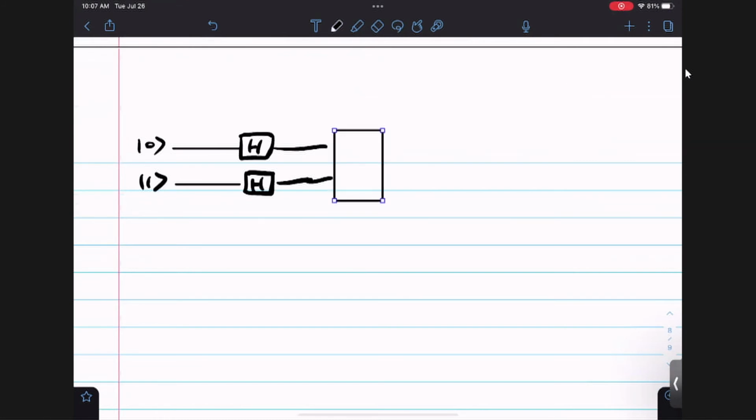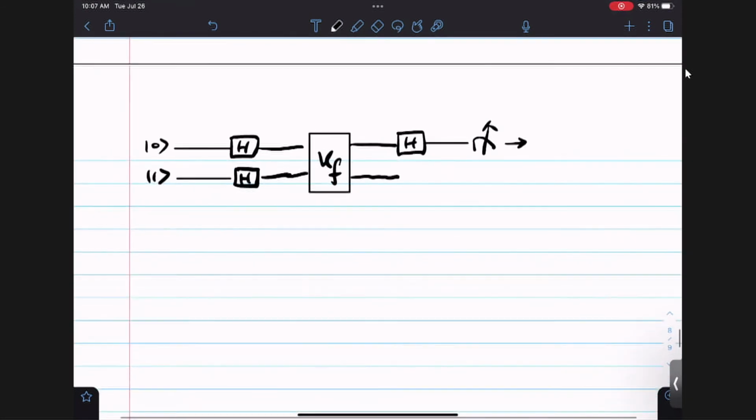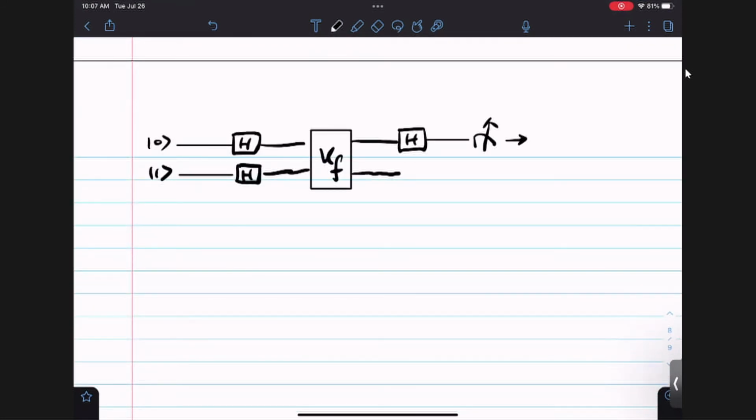And here is the quantum algorithm, the very first quantum algorithm we're going to see. It just uses 2 qubits, initialized in |0> and |1>, and then apply Hadamard on both of them, and then make a query to the black box function, the unitary implementation of the black box function. After that, apply Hadamard to the first qubit, and then measure. We'll see that this measurement outcome will be f(0) XOR f(1).